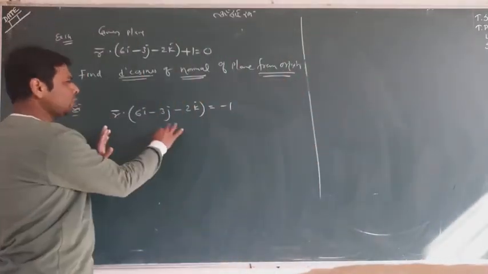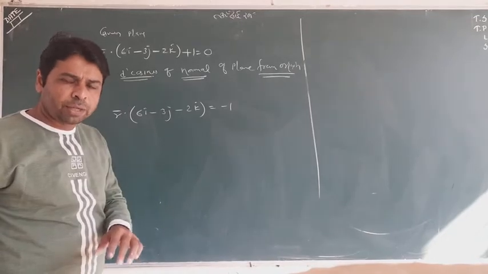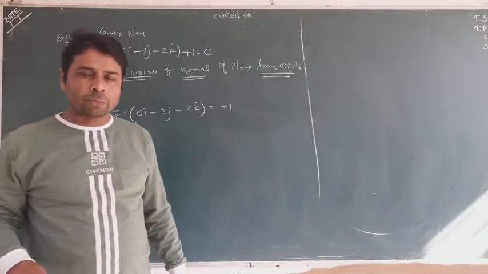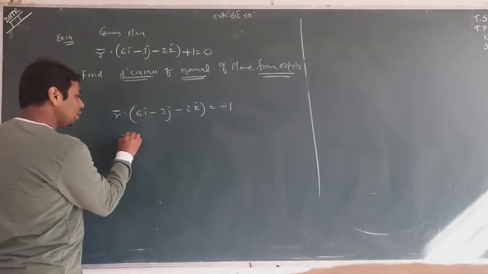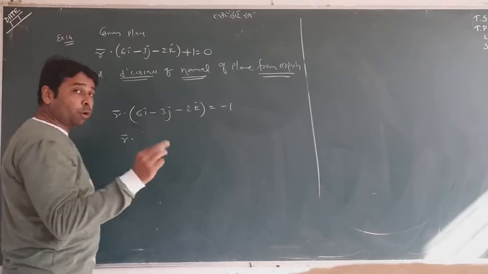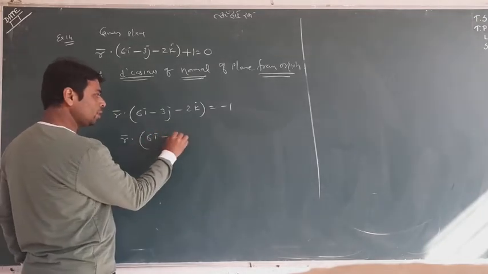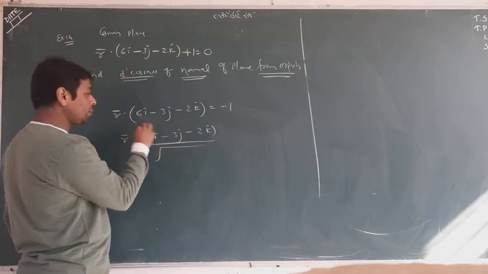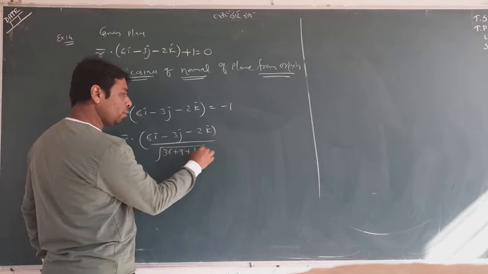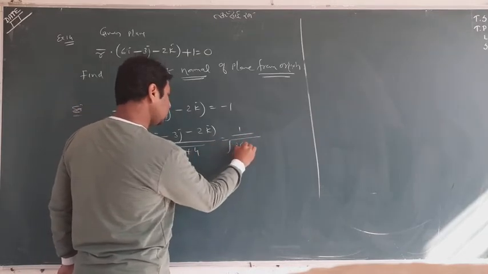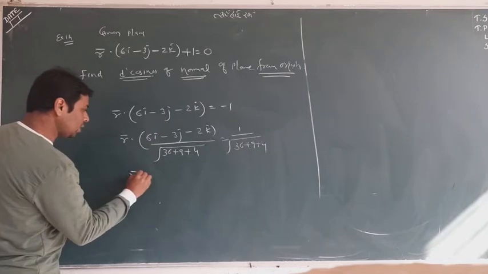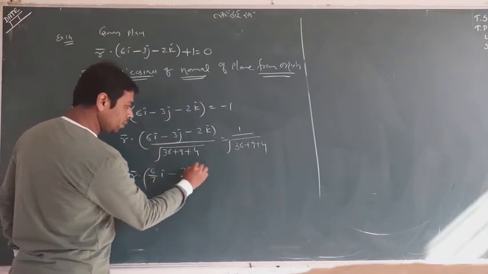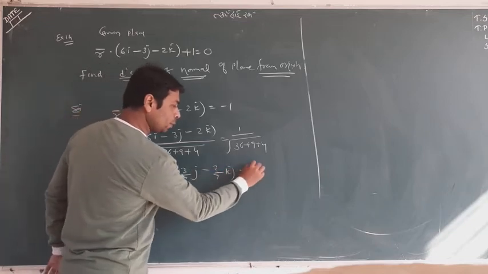What will you do? This is your general form in vector way, the general Cartesian vector equation, and this is your n. So I would divide by mod n. What is mod n? Mod n means the square root of 36 plus 9 plus 4, which is going to be 7. So this becomes 6 by 7, 3 by 7, 2 by 7, and this is 1 by 7.